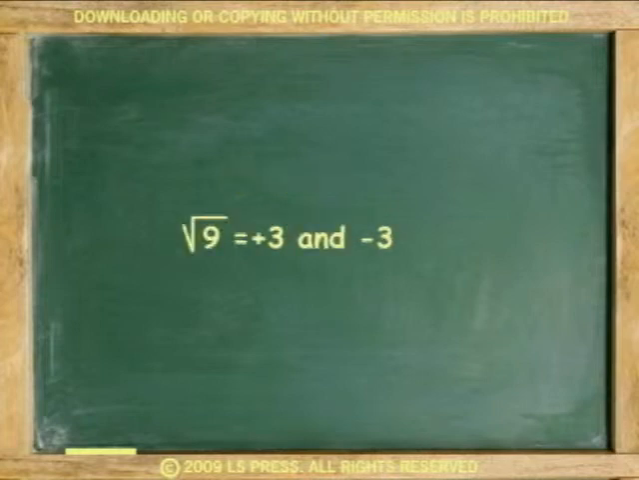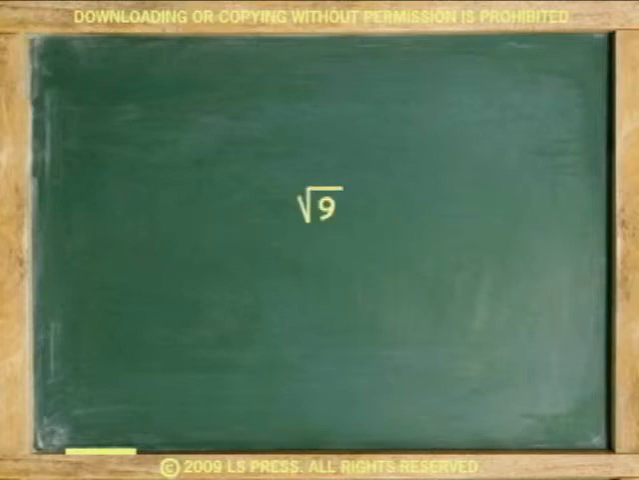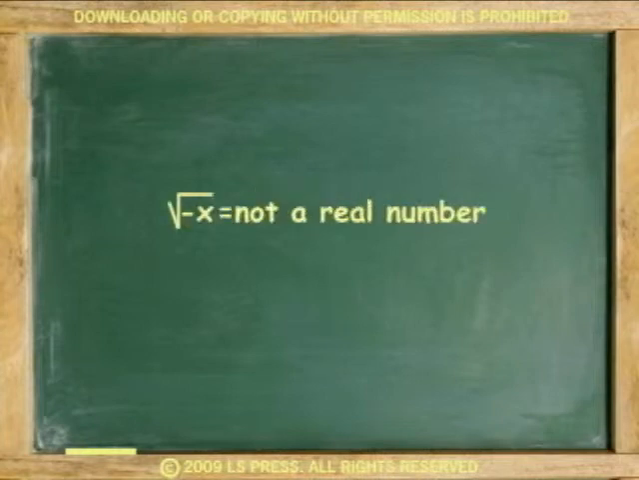For example, if 3 times 3 equals 9 and negative 3 times negative 3 equals 9, then the square root of 9 can be both positive 3 and negative 3. And the square root of negative 9, for example, cannot be found. To summarize, a radical expression, also called a radicand, is any expression found under the radical. Moreover, negative outcomes of radical expressions are not real numbers.